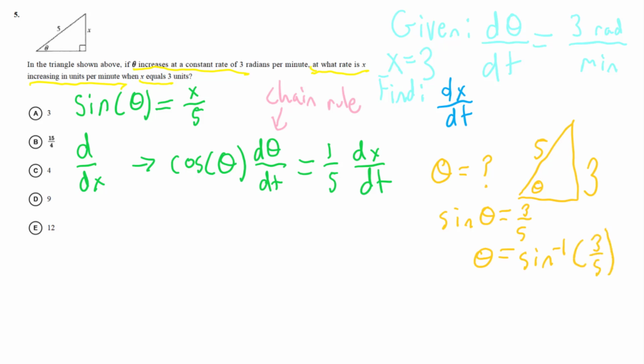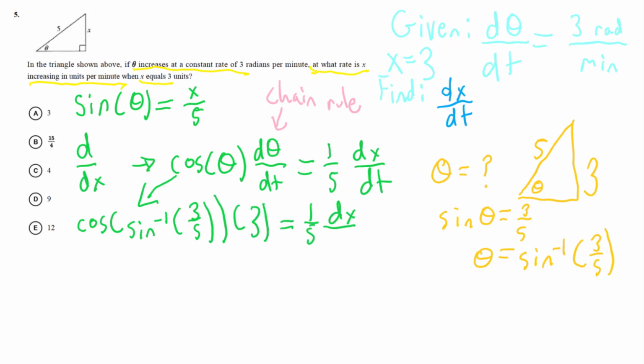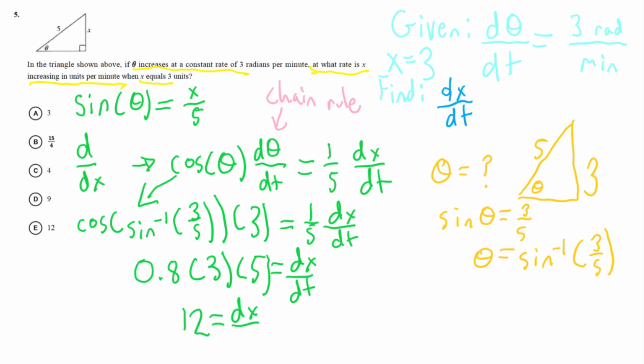We can then plug this value back into the expression and substitute our givens in to get cosine of the value of arcsine of 3/5 times 3 equals 1/5 times dx dt. From this, we get 0.8 times 3 times 5 equals dx dt. This then gives us an answer of 12 for dx dt, which means we can circle E, and that's the answer.